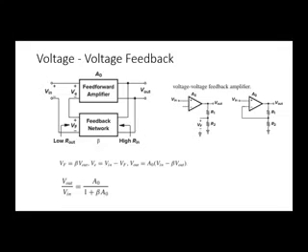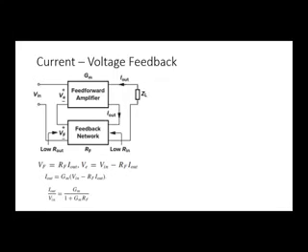We recognize that beta A naught is the loop gain, and that the overall gain has dropped by 1 plus beta A naught. This is the example for the voltage feedback amplifier. Next we see the current-voltage feedback topology.